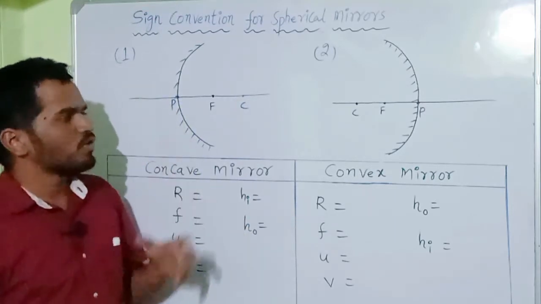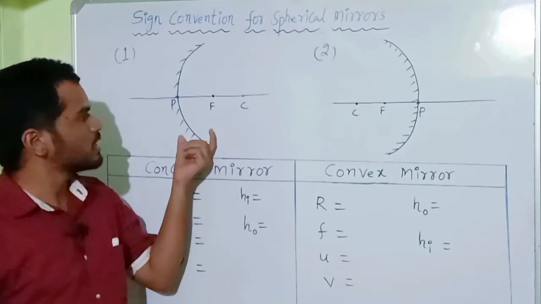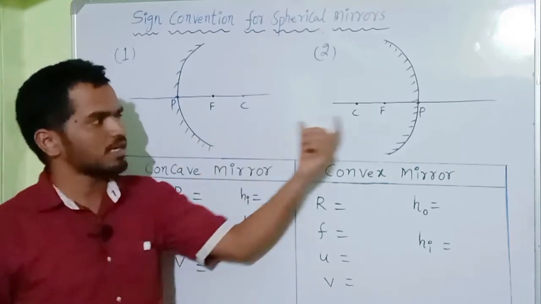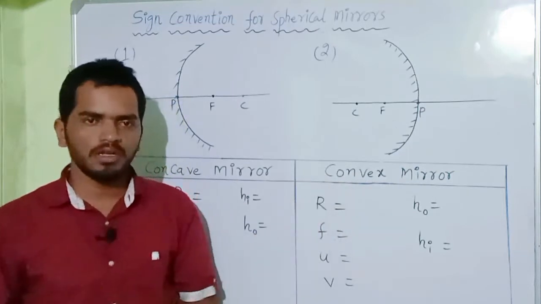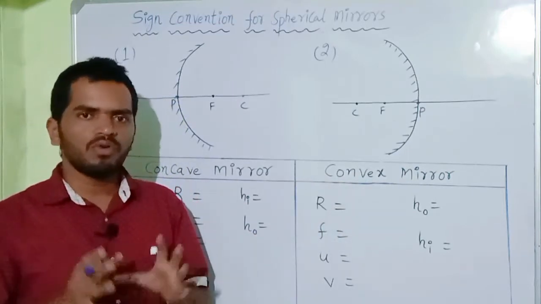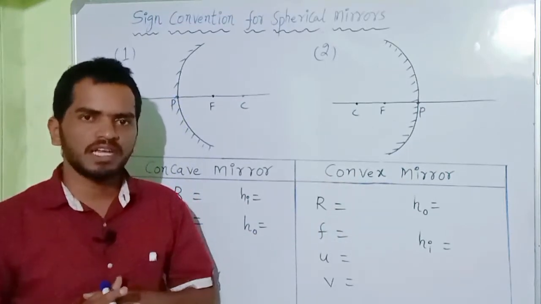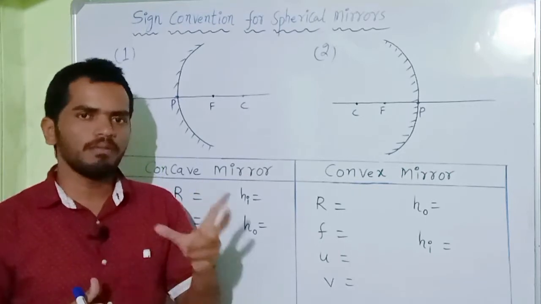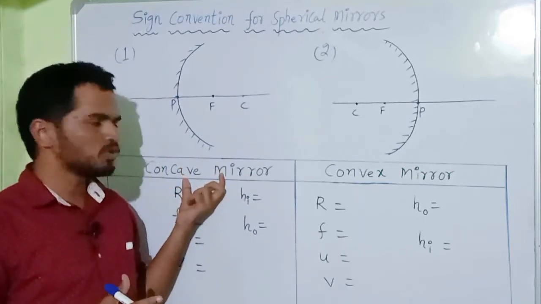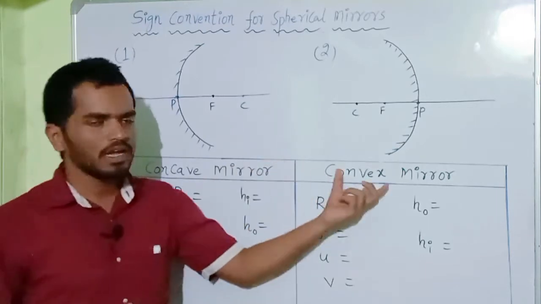Now here we have taken two mirrors. In the first case we have taken a concave mirror. In the second case we have taken a convex mirror. Now we are going to apply the sign convention for spherical mirrors. So spherical mirrors are classified into how many types? Two types, concave mirror and convex mirror.